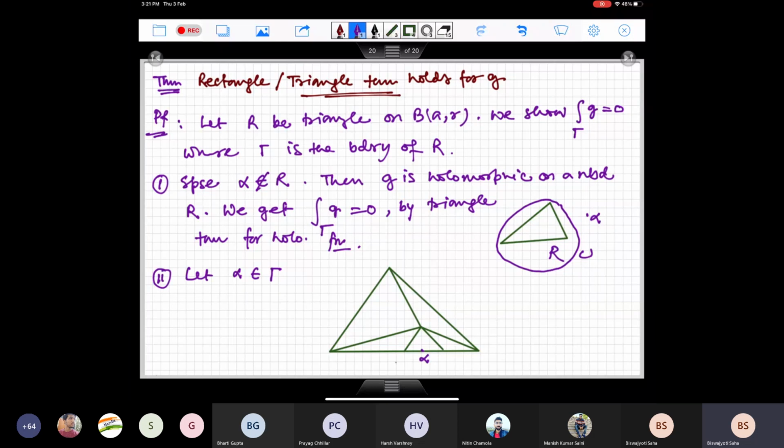The actual bigger triangle has boundary gamma. Let's say this one is gamma 1, this one is gamma 2, this one is gamma 3, this one is gamma 4, this one is gamma 5. And the kind of things we have done before tell you that the integral over gamma is the same as the sum of the integrals over the gamma i's. You can see this immediately because the internal integrals are going to get cancelled.